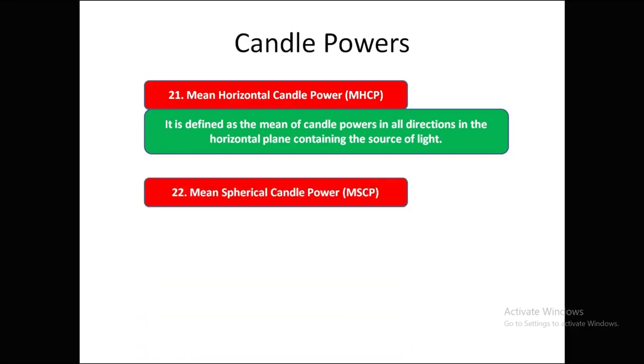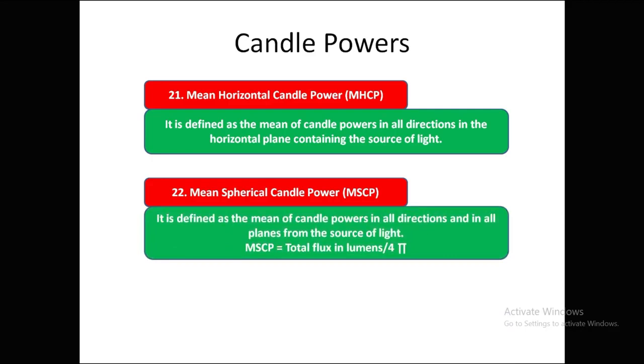Next, mean spherical candle power. That means it is the mean of candle powers in all directions and in all planes from the source of light. So it covers all planes. It is represented as total flux in lumens divided by 4 pi.